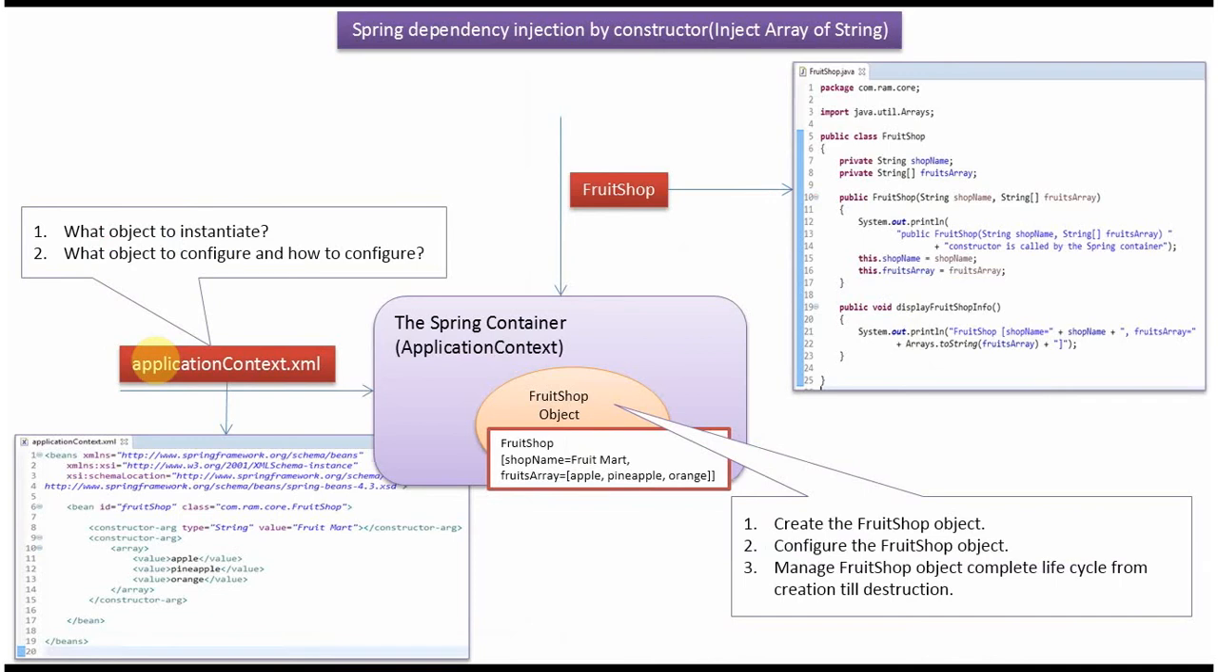What object to instantiate, what object to configure and how to configure, this information will be there in the Spring configuration file. In this example we have specified, using constructor dependency injection, that the FruitShop object should be created by the Spring container, the shop name of the FruitShop object should be set as fruit mart, and the fruits array should contain apple, pineapple and orange. The Spring container reads this Spring configuration file, creates a FruitShop object, configures the FruitShop object and manages the complete life cycle of the FruitShop object.